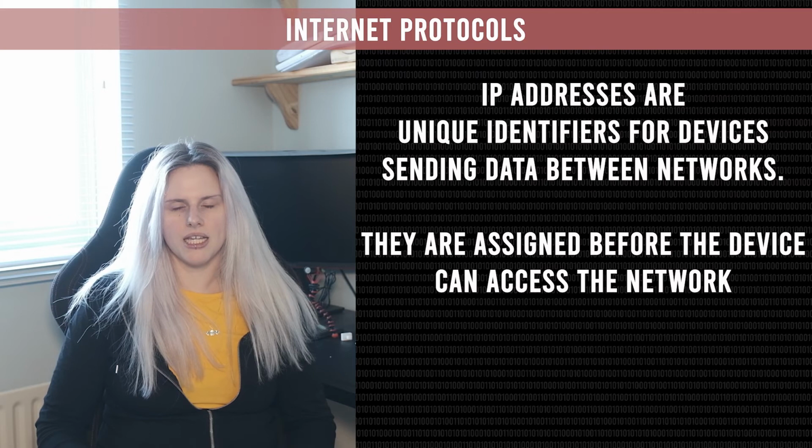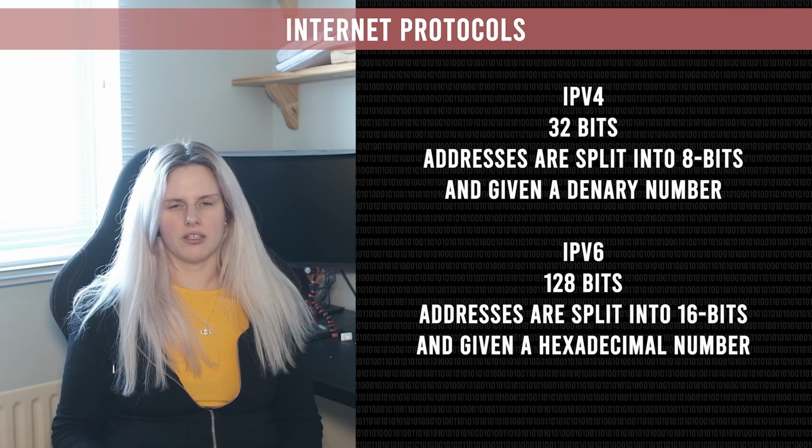IP addresses are unique identifiers for devices that are sending data between networks. IP addresses are assigned to the device before it accesses the network. IP addresses are made up of numbers, and each time your device accesses the network, it might have a different IP address. There are two versions of IP addresses, IP version 4 and IP version 6.